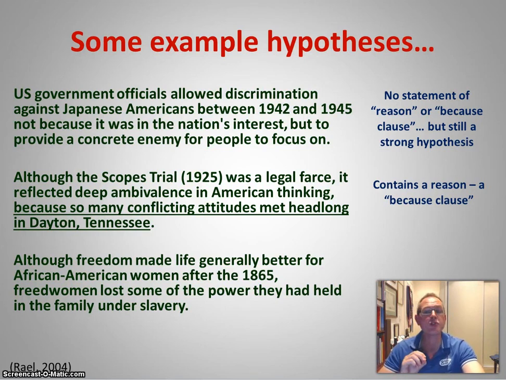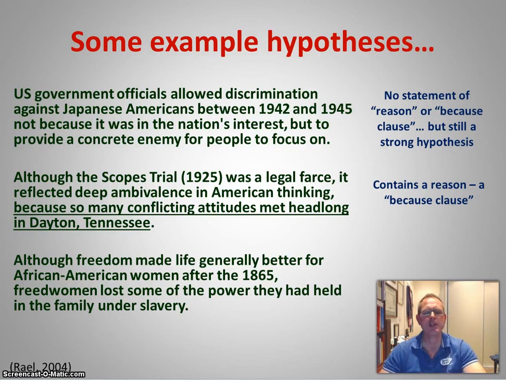Although freedom made life generally better for African American women after 1865, freed women lost some of the power they held in the family under slavery. So let's think about how it communicates place. It speaks about African American women. So we've identified from that use of words a place, America, the United States. It identifies also a time, 1865. It clearly, like the other two, has an element of opinion in it. It's not a fact. All of them have carefully selected and chosen words. They use some terminology. They probably use words of tasks that are set for those universities.